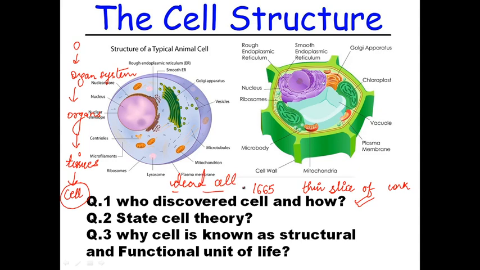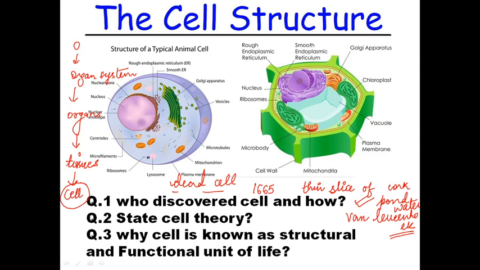So sometimes a question comes to confuse you: who discovered the living cell? So it was Van Leeuwenhoek. He observed pond water and he was the one who discovered the living cell.